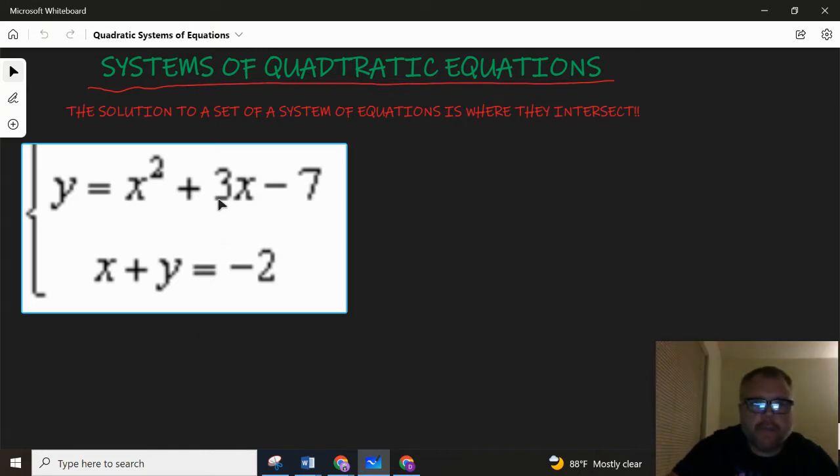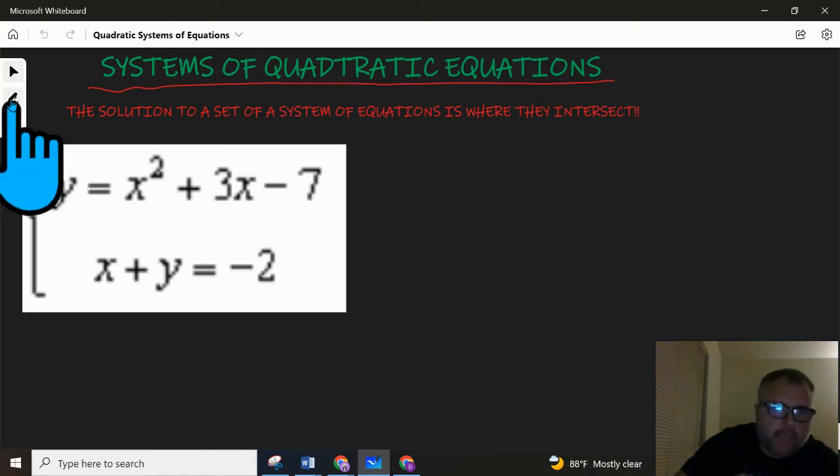So let's look here. We got a system of quadratic equations. Well, the top one's quadratic. The bottom one is certainly linear, and we need to solve these algebraically, right? So that means crunching numbers. Let's go with the substitution method, right? You could use either elimination or substitution. It's really personal preference. Right?